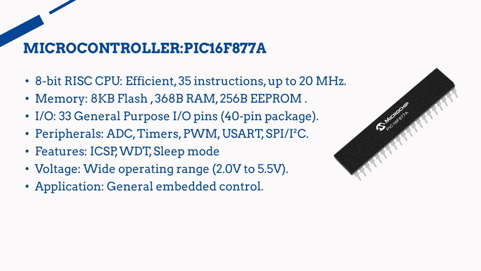Peripherals and tools. Microcontroller. Here we are using PIC16F877A, that is shown in the figure. It is an 8-bit RISC CPU, efficient, 35 instructions, up to 20 MHz. Memory is 8 KB flash, 368 bytes RAM and 256 bytes EEPROM. Input output is 33 general purpose input output pins. Peripherals are ADC, which means analog to digital converter, timer, PWM, USART, SPI, I2C.